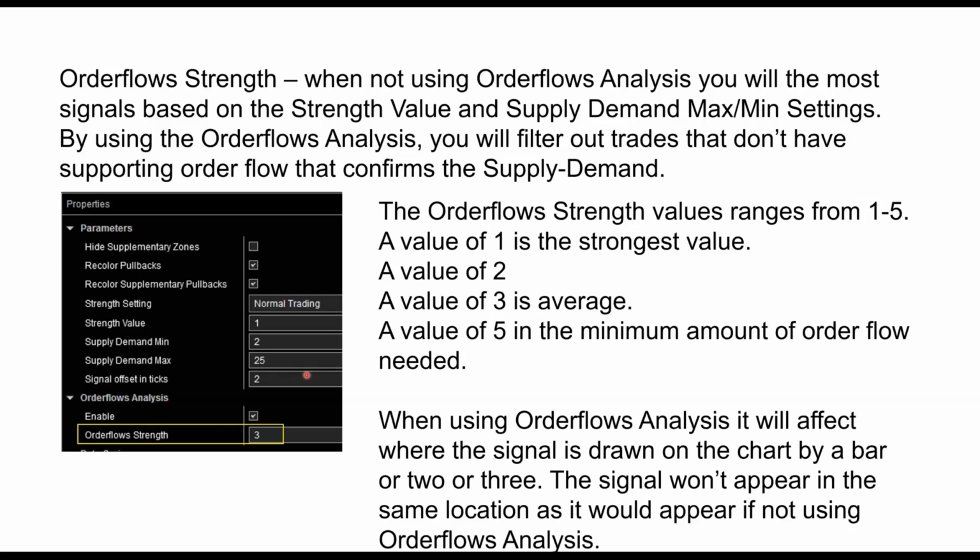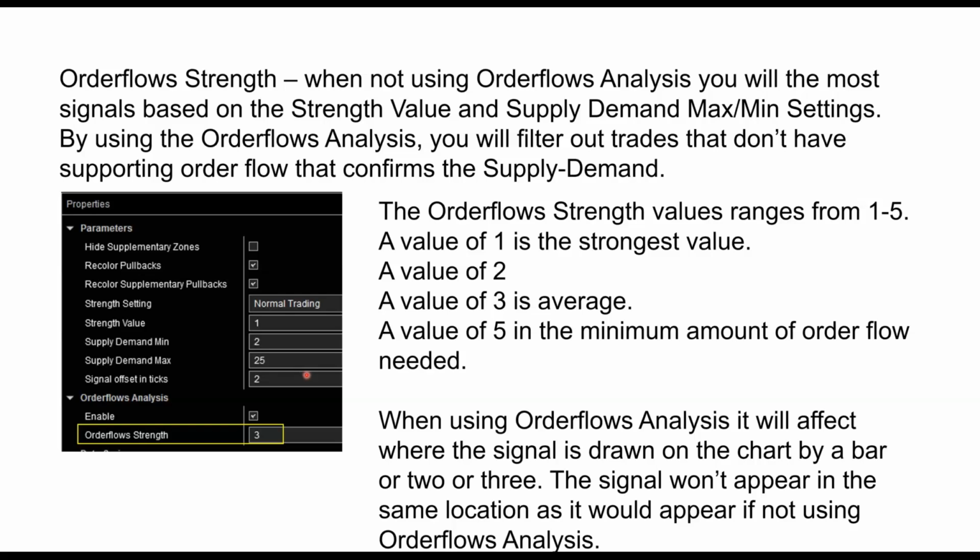This 1 is the strongest, 2 is a little bit less strong, but stronger than average. 3 is about average. 5 is the minimum amount of order flow needed. Okay, so when using the order flow analysis, it's going to affect where the signal is drawn on the chart by a bar or 2 or 3, because how strongly you're using the actual order flow to confirm it is going to tell you when it prints the up triangle or down triangle, right?